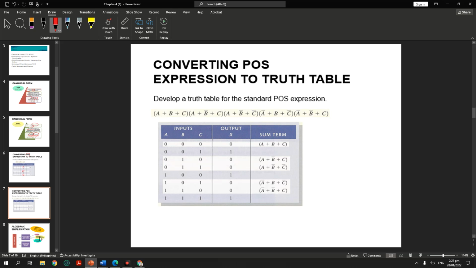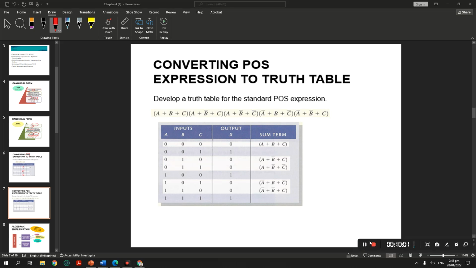0, 0, A plus B plus C times A plus B complement plus C times A plus B complement plus C complement times A complement plus B plus C complement times A complement plus B complement plus C.